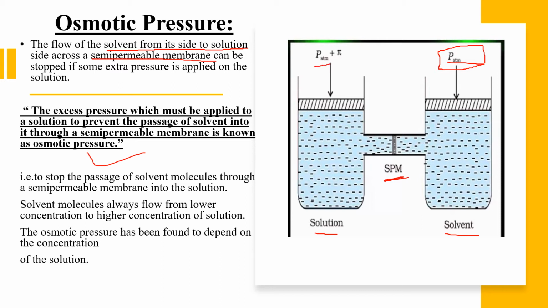But as we apply extra pressure on the solution side, meaning atmospheric pressure plus some extra pressure which is denoted by pi, it will prevent the flow of solvent into the solution. This pressure, denoted by pi here, is known as osmotic pressure. The solvent molecules will always flow from lower concentration to higher concentration of the solution. The osmotic pressure has been found to depend on the concentration of the solution.